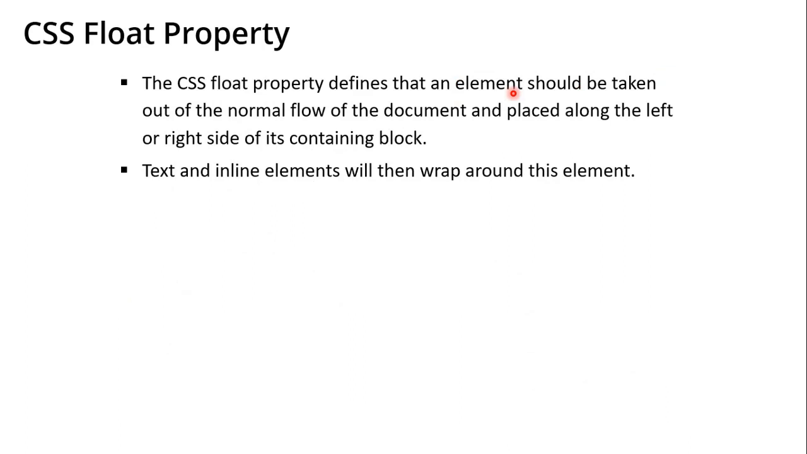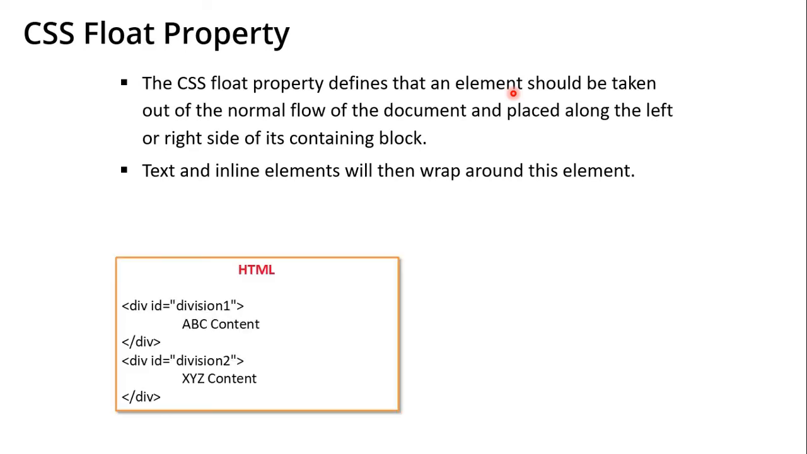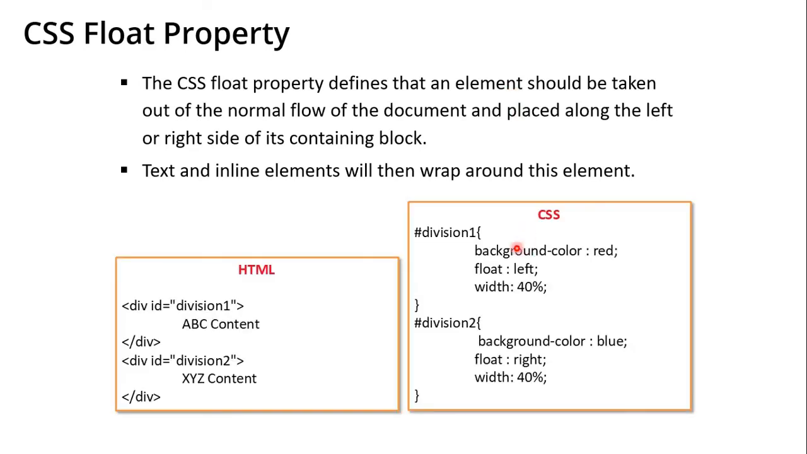CSS float property. The CSS float property defines that an element should be taken out of the normal flow of the document and placed along the left or right side of its containing block. Text and inline elements will then wrap around these elements. So see here we have division 1 and division 2. Division 1 has background color red, float left and width 40%. Division 2 has background color blue, float right and width 40%. So we have left and right options for float.